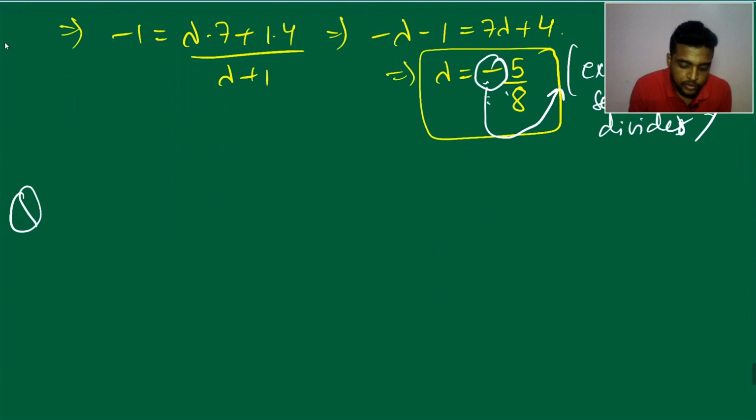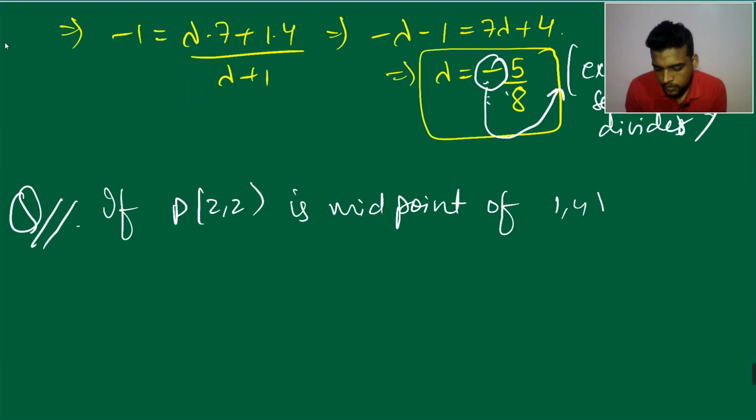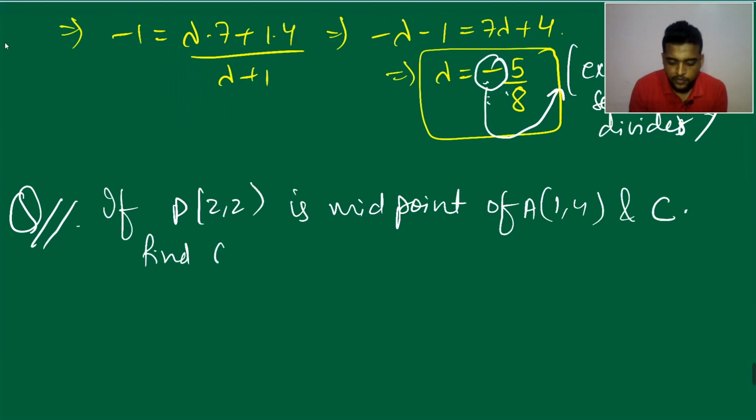The next question is also quite simple. The question is: if P (2, 2) is the midpoint of, let's say, A (1, 4) and point C, find C.